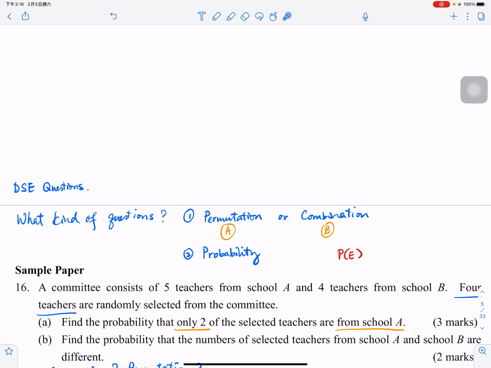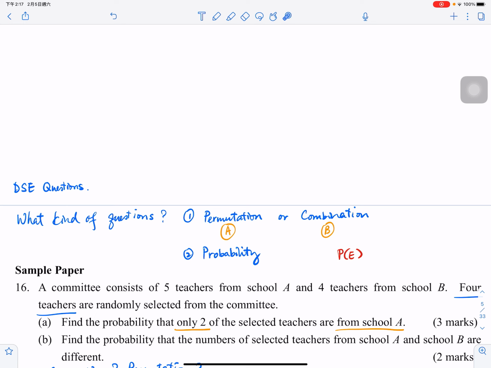Okay, now let's have a look at some DSE questions related to two different topics: permutation or combination, and the second one, probability. Most likely, probability can be related to permutation and combination. So let's see some questions.